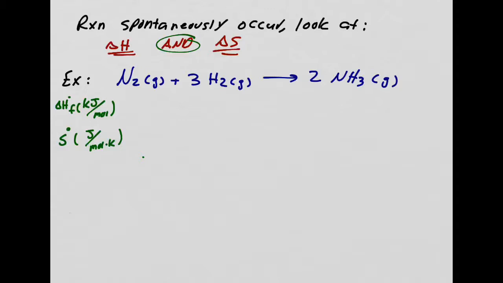The delta H of formation for N2 is, I haven't looked it up, you should be able to notice, 0 because delta H of formation is how you make it from its pure element. N2, that's how it exists in nature. So the delta H is 0. H2 is 0. That's how the pure form exists. Ammonia, I had to look it up, is negative 46.11. The entropy values are 191.61, 130.68, and 192.45.